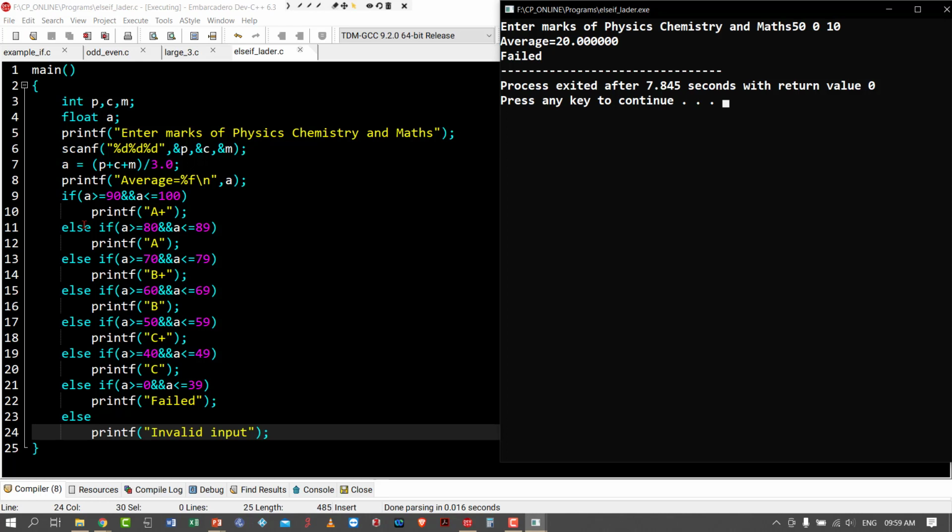The main thing you have to remember in laddered else if is that once a condition is found true, the remaining conditions will not be evaluated. That's the main point you have to remember. Any doubt in this example? Any doubt? If it is clear, please type clear in the chat box.